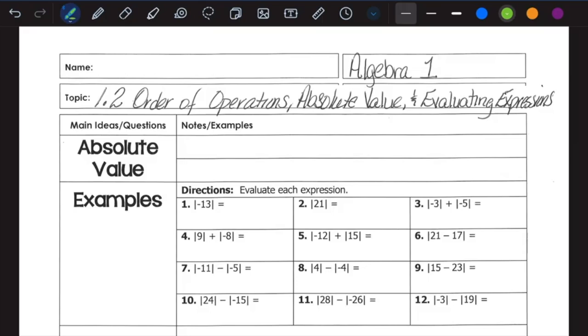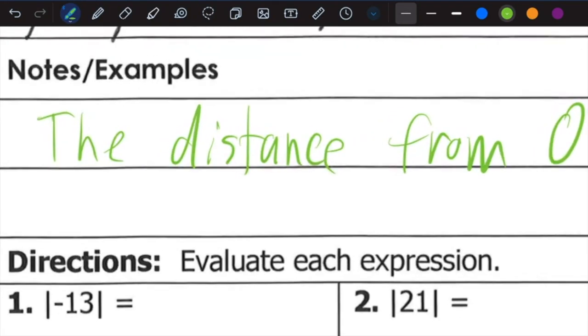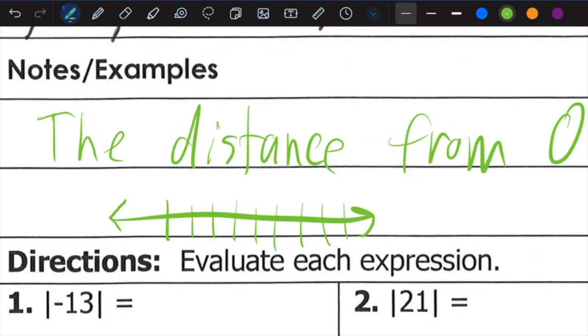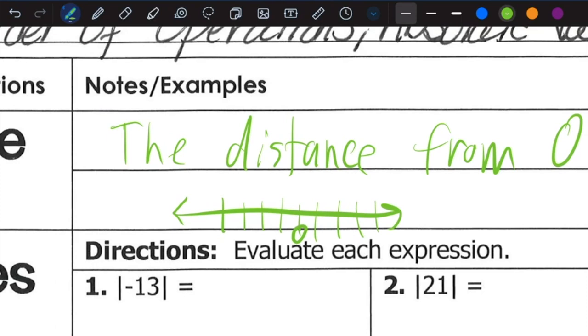So absolute value, we often think of it just as making everything positive. Now the actual definition is going to be the distance from 0 on a number line. So if we think of a number line here, and I'll just do it in some space I have right here, a number line, and I start numbering off things. And I have 0 in the middle. Okay? And let's say we're talking about the absolute value of -3.